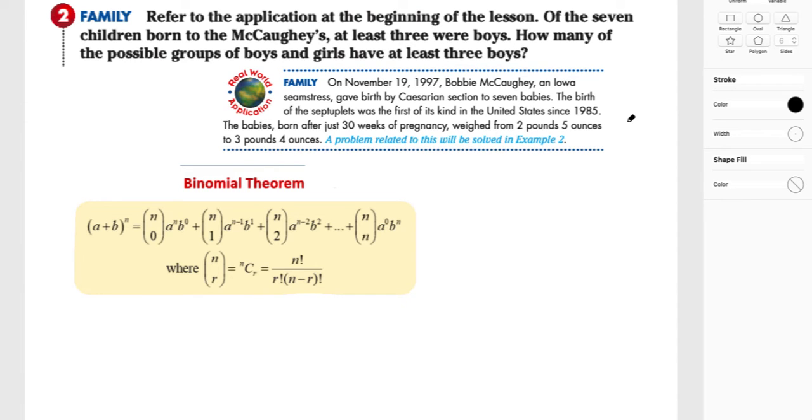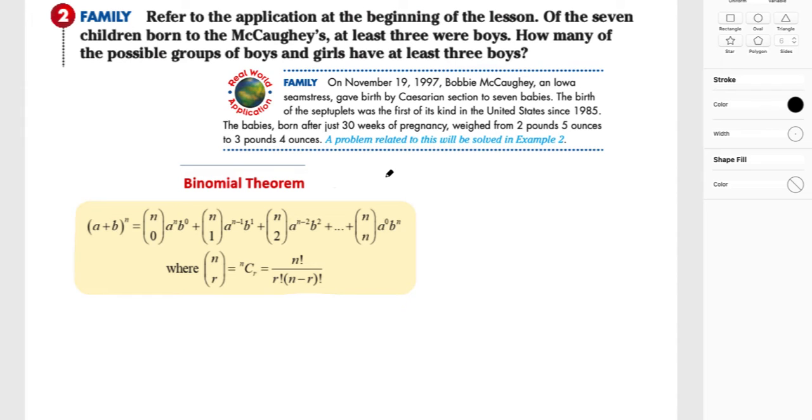So this problem refers to the beginning of the text where we talk about Bobbi McCaughey, an Iowa seamstress who gave birth by cesarean section to 7 babies. The birth of the septuplets was the first of its kind in the United States since 1985. The babies, born just after 30 weeks of pregnancy, weighed 2 pounds 5 ounces to 3 pounds 4 ounces. And our question, if we go back up, is: of the 7 children born to the McCaugheys, at least three were boys. How many of the possible groups of boys and girls have at least 3 boys? That's a crazy question, right?